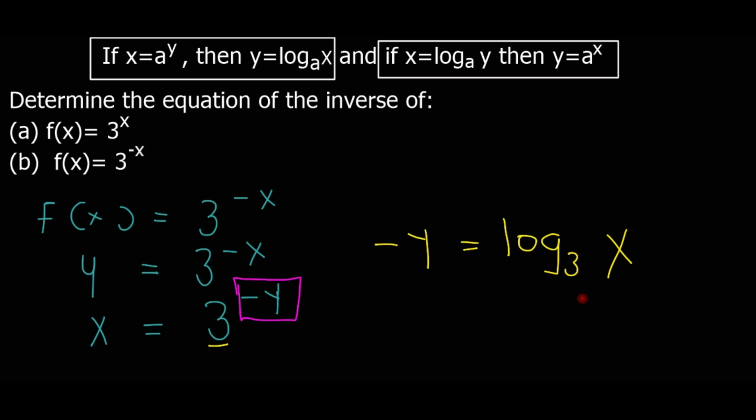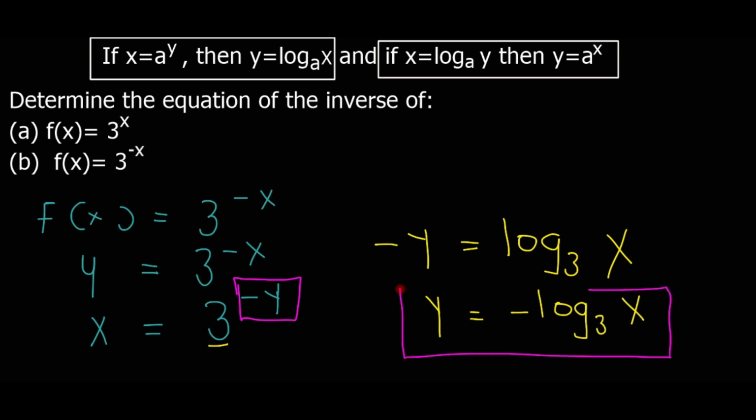But remember our equation cannot be written as negative y, so we must divide both sides by negative. Therefore y equals negative log base 3 of x. So this is our answer for part B.